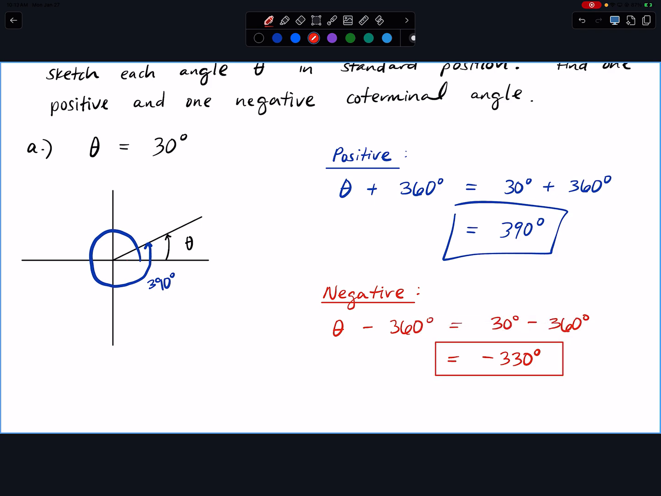So starting at this position, going all the way around and ending in the same place. So do you guys see how the red arrow, the blue arrow, and the black arrow all meet at the same place? Okay. Okay, do we have questions? Does this make sense?